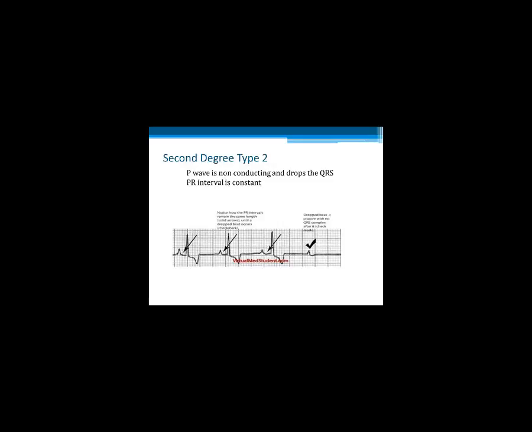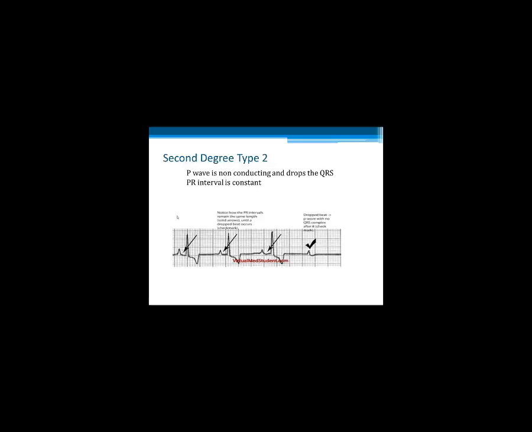Second degree type 2. This is also known as Mobitz type 2 block. This is less common than type 1, but it is definitely more serious. The ventricular rate tends to be slower than in type 1, and cardiac output does get diminished. So the atrial rhythm is regular, but the ventricular rhythm is irregular. It's also more likely to cause symptoms of decreased cardiac output and actually progress to a more serious form of block, which would be complete, and we'll talk about that in just a minute.